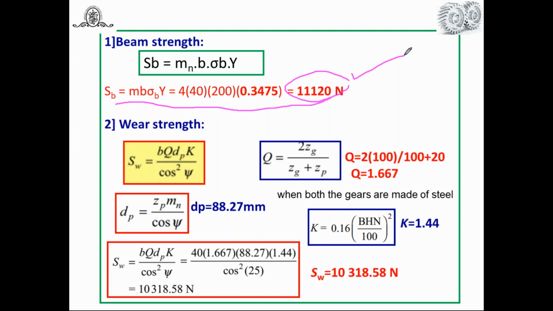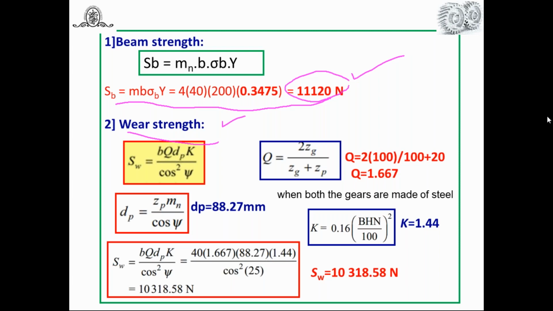First of all, calculate the beam strength of the helical gear, then the wear strength of the helical gear, and then check whether the magnitude of beam strength is more or the magnitude of wear strength is more. If beam strength is more than the wear strength, wear strength is the criterion to design further. If beam strength is less than the wear strength, the beam strength is the criterion. Try to understand. That's why now let us calculate the wear strength.